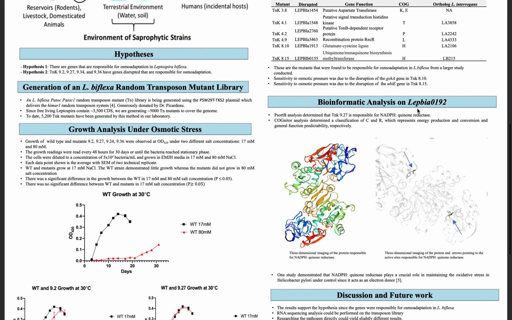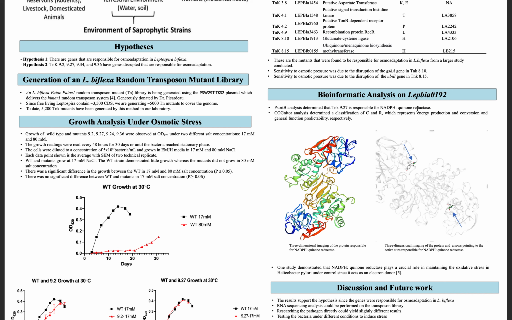This gene is gene Lepbia0192 and is responsible for NADPH quinone reductase. It codes for energy production and conversion in the cell. There hasn't been much research done on NADPH quinone reductase, but one study showed it plays a crucial role in maintaining oxidative stress in H. pylori, since it acts as an electron donor.